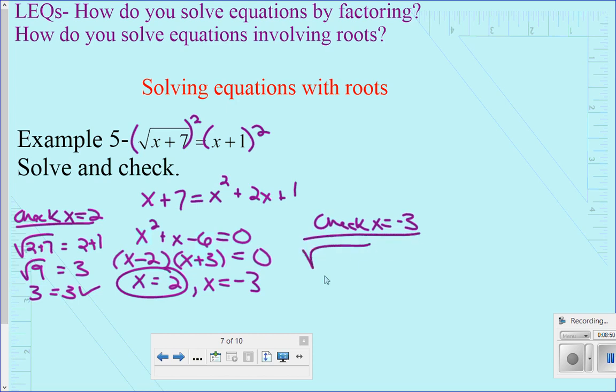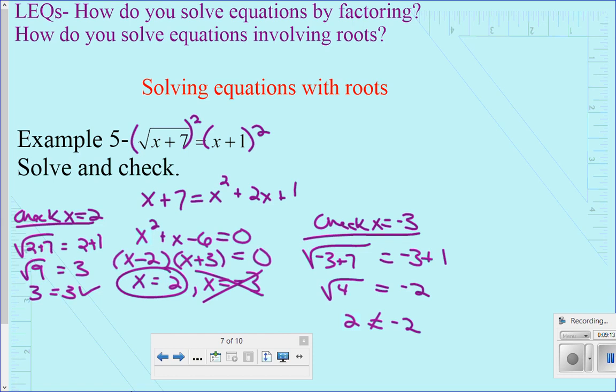So the square root of negative 3 plus 7 should equal negative 3 plus 1. So the square root of 4 should equal negative 2. The square root of 4 is 2. 2 does not equal negative 2. Therefore, I have to cross off x equals negative 3. It is an extraneous solution, which means that only x equals 2 is a solution.